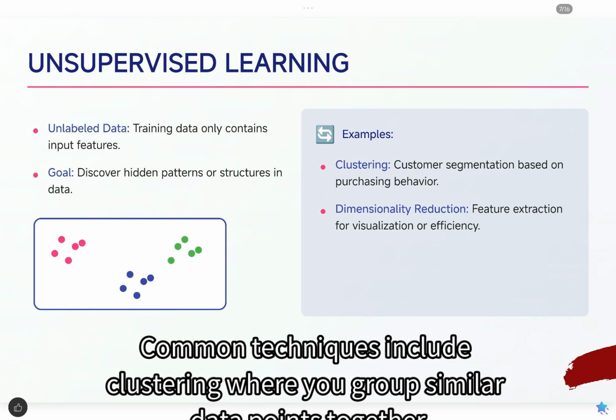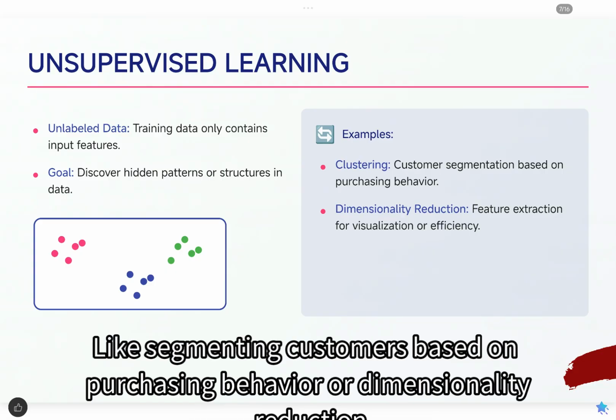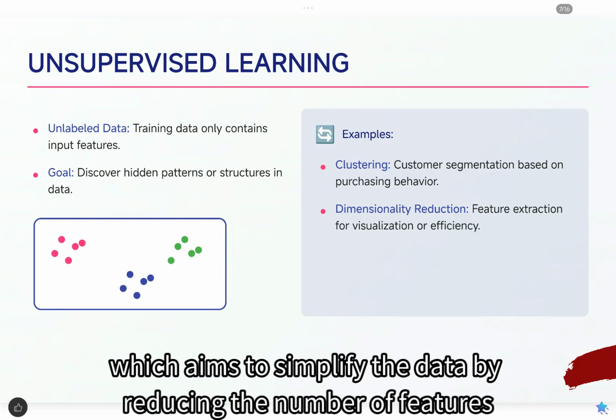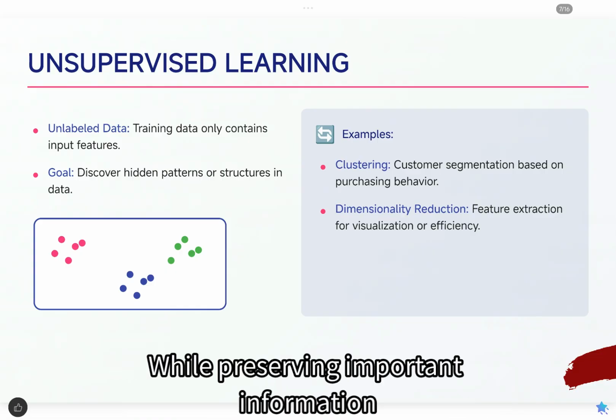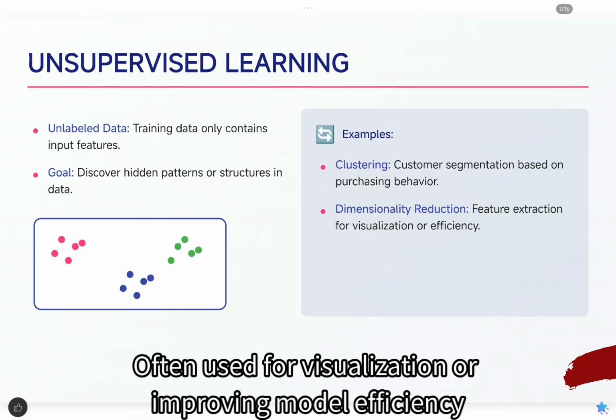Common techniques include clustering, where you group similar data points together, like segmenting customers based on purchasing behavior, or dimensionality reduction, which aims to simplify the data by reducing the number of features while preserving important information, often used for visualization or improving model efficiency.